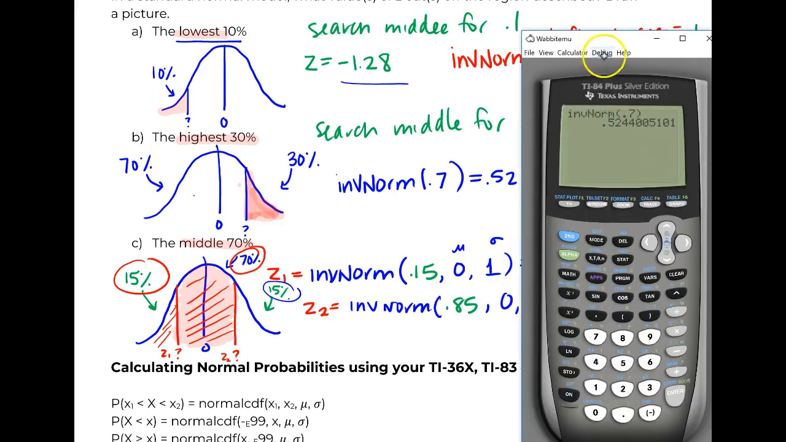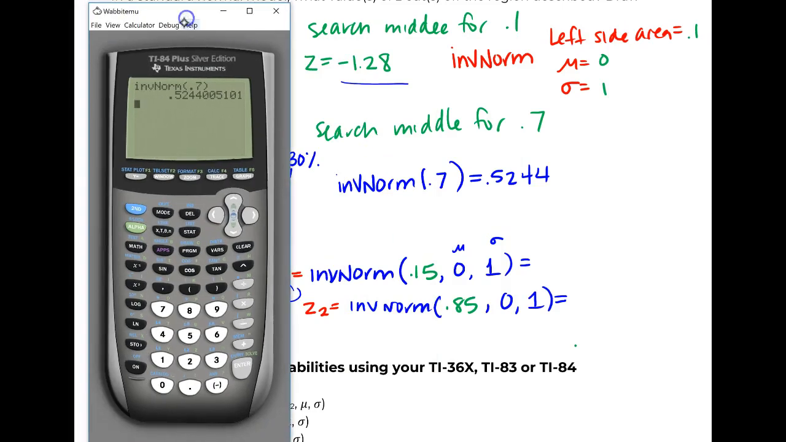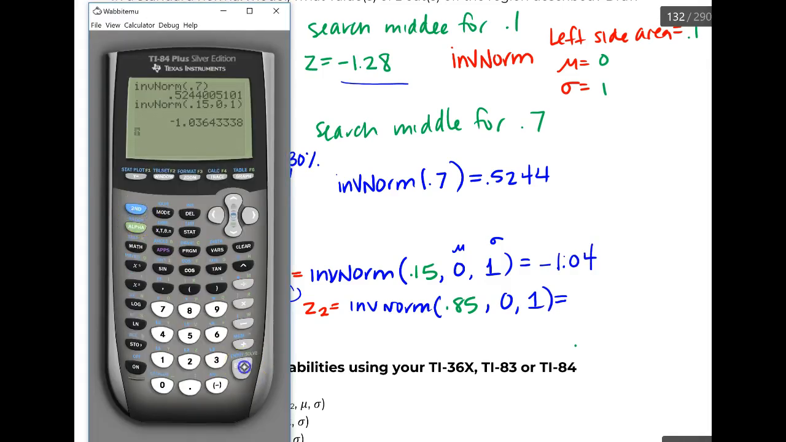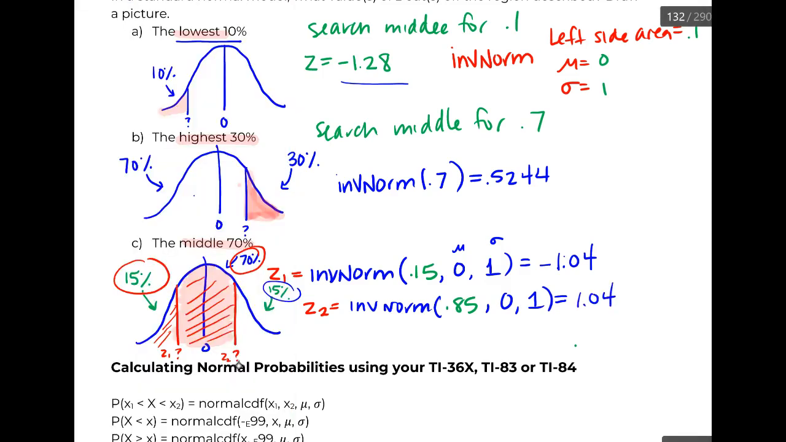And here's the beautiful thing about this. If we do inverse norm, it's in the distribution menu. 0.15, I'll even put in the 0, 1, even though I don't need to. We get out negative 1.04. I'm going to round this one to 2. And if we were to do this again and bring it back and do this for the z2, we get the same thing but positive. So technically, if we're clever about this, we don't need to do both because we realize it's symmetric and we're going to have a plus and a minus.